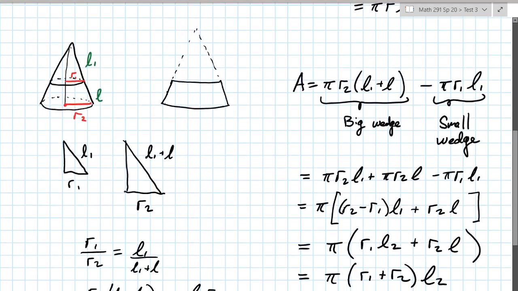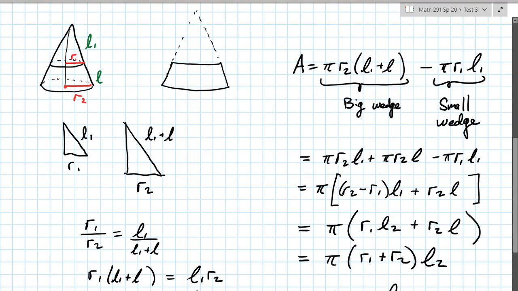And if we just want to look at a section of the cone, we can take the formula we just worked on to get the area by taking the big wedge and subtracting the small wedge, as we see here. So the big wedge is pi R2 times that long length of the diagonal, L1 plus L2, or just L, minus the area of the small wedge, which is pi R1 L1.